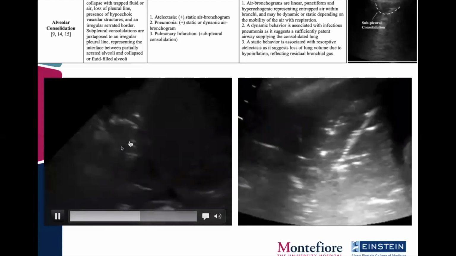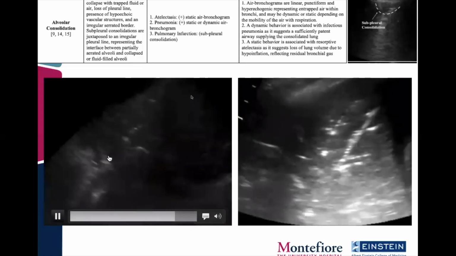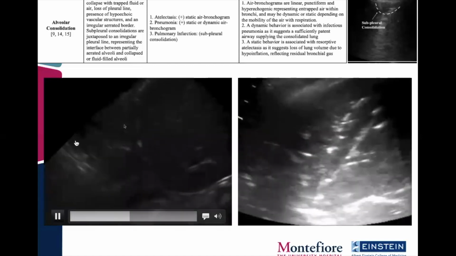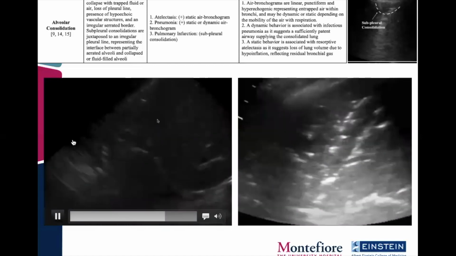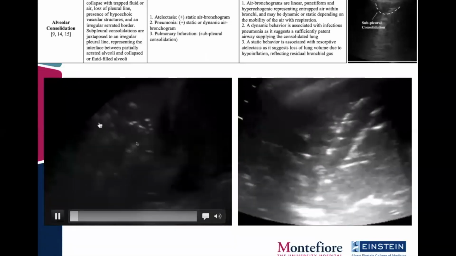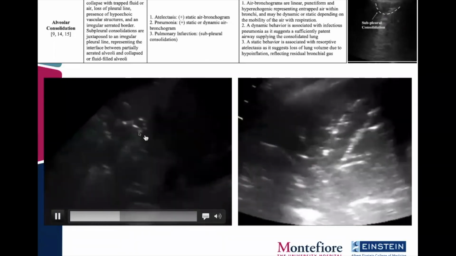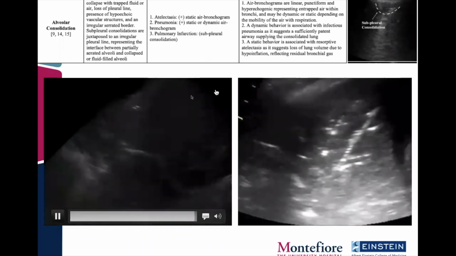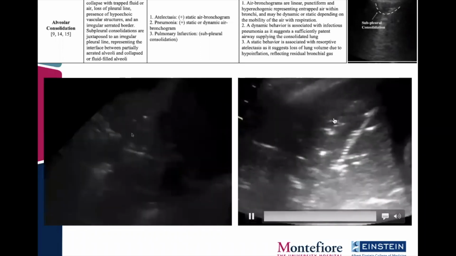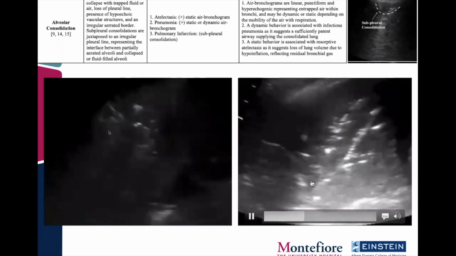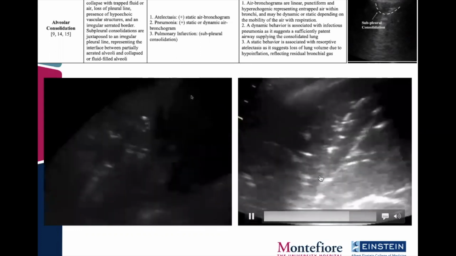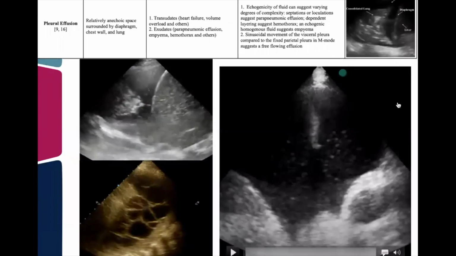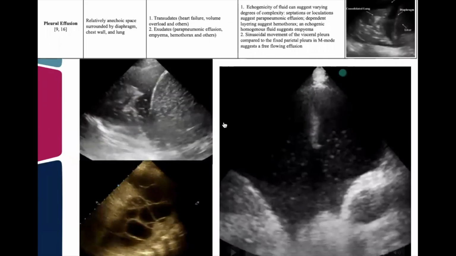Contrast that with a static air bronchogram, which is believed to be due to resorptive atelectasis. As a result, there is loss of lung volume due to hypoinflation, and the air bronchograms reflect residual trapped bronchial gas within the consolidation. We'll review the literature later on as to why exactly dynamic air bronchograms are associated with pneumonia and static air bronchograms are not. The last foundational sign that we'll take a look at is the pleural effusion.